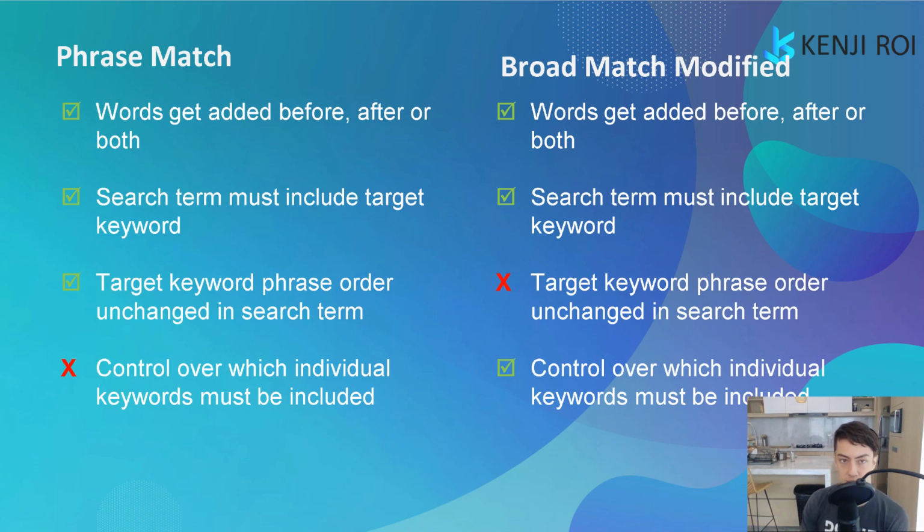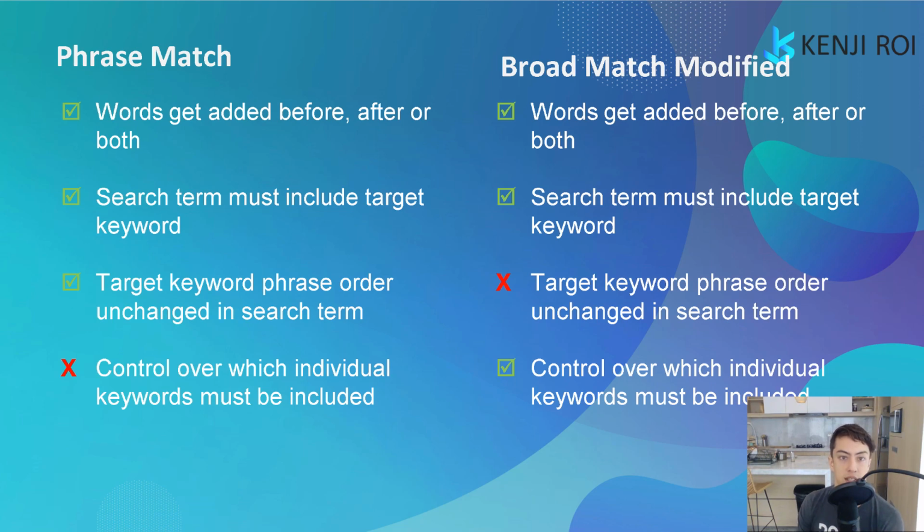But now's where it gets different. So phrase match has the target keyword phrase order unchanged in the search term. So if you're putting in dog treats, then dog treats in that exact order must show up in the phrase. It won't show up treats dog or treats for dogs because it's not in the phrase order. So broad match modified does not restrict the phrase order. So it would be dog treats or treats for dogs.